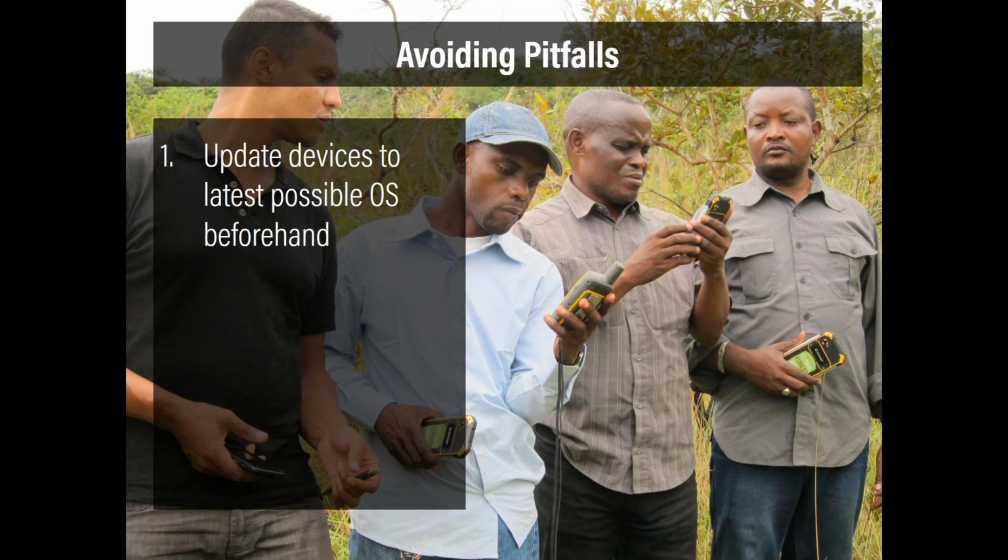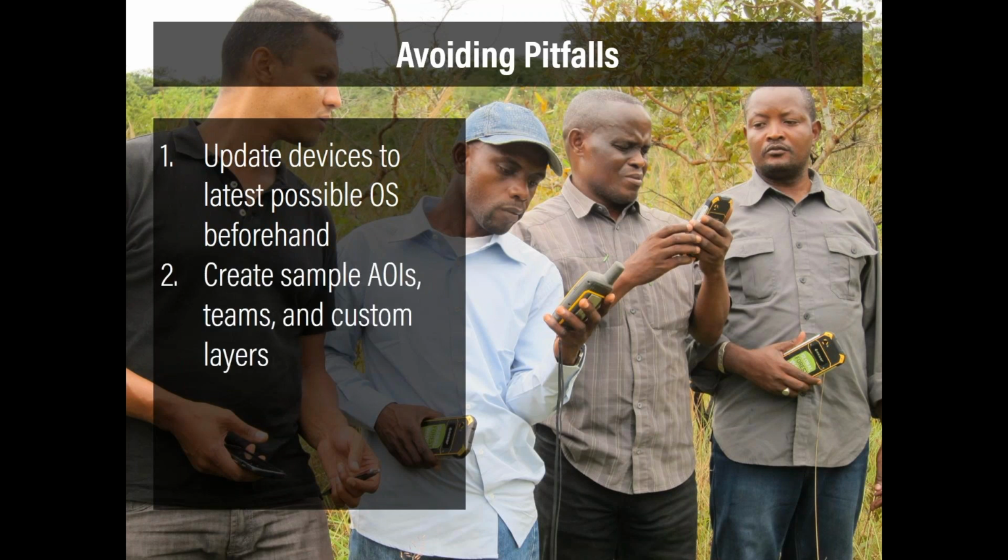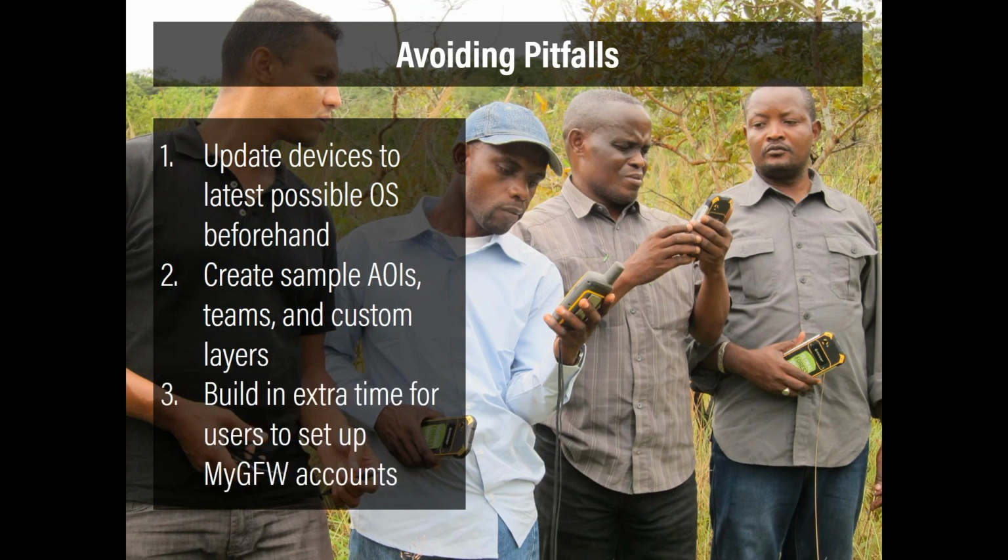A second tip would be, before you start with the training, to create some sample areas of interest, both on the desktop version and also on the mobile app. Maybe set up a sample team and set up any custom layers or other contextual layers that you want to import. So when demonstrating the app and introducing it to the people that you're working with for the training, it's helpful to be able to show by example and already have some of that information and data populated so they can take a look at that.